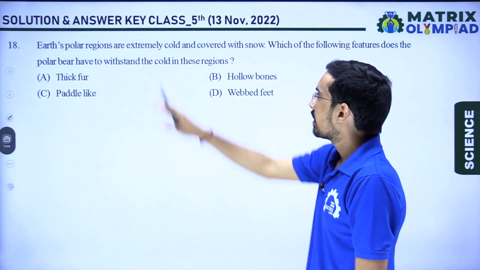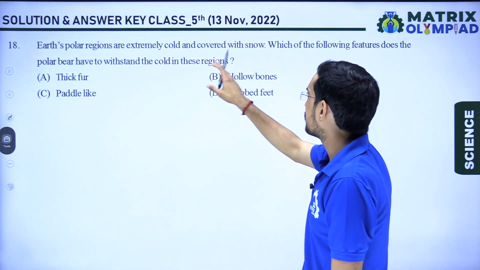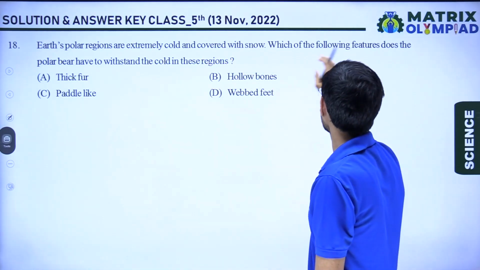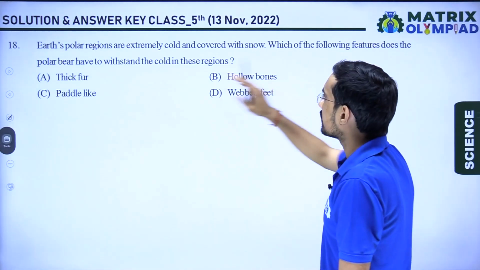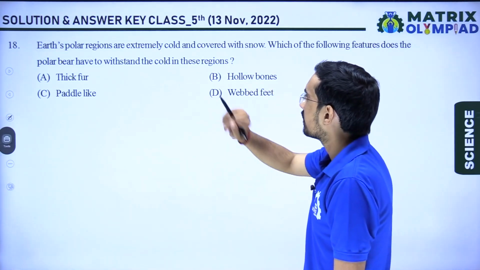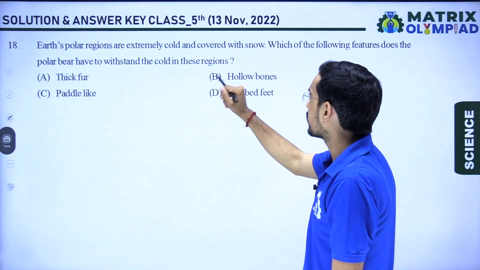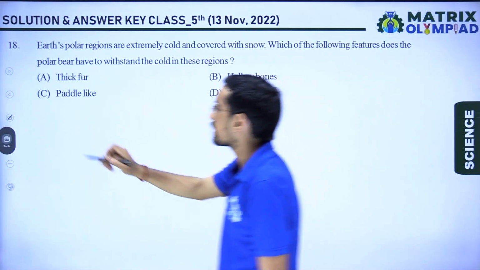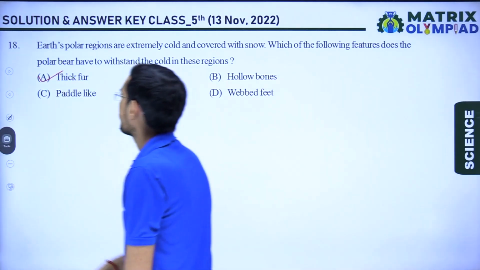Next question. Earth's polar regions are extremely cold and covered with snow. Which of the following features does the polar bear have to withstand the cold in these regions? The correct answer is thick fur.